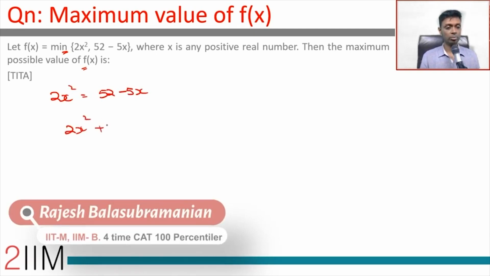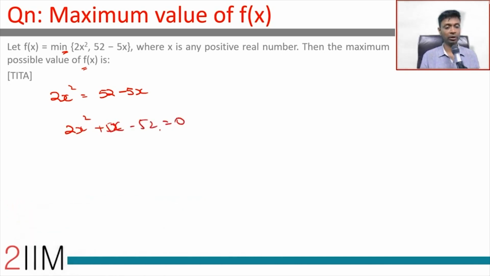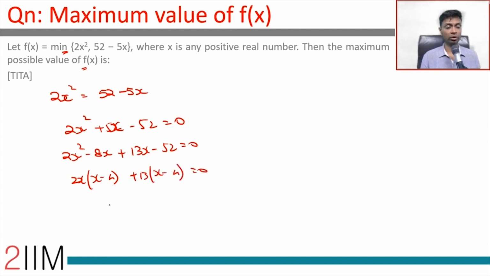2x square plus 5x minus 52 is 0. 2 into 52 is 104. This is 2x square minus 8x plus 13x minus 52 is 0. 2x into x minus 4 plus 13 into x minus 4 is 0. 2x plus 13 into x minus 4 is 0. X is minus 13 by 2 or x is 4.